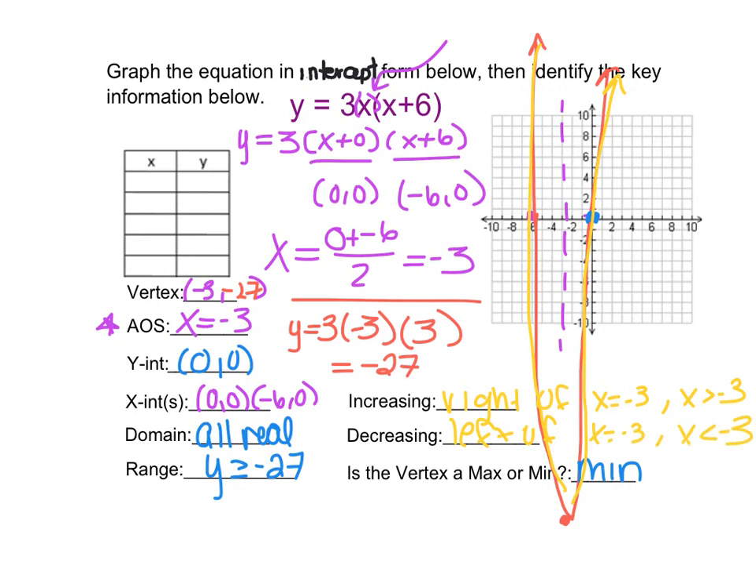So here we have a complete graph. We started by identifying our x-intercepts, use that to help us find our axis of symmetry, and because of intercept form, we already have 3 key points, so we don't need to do a table of values unless we really want to.